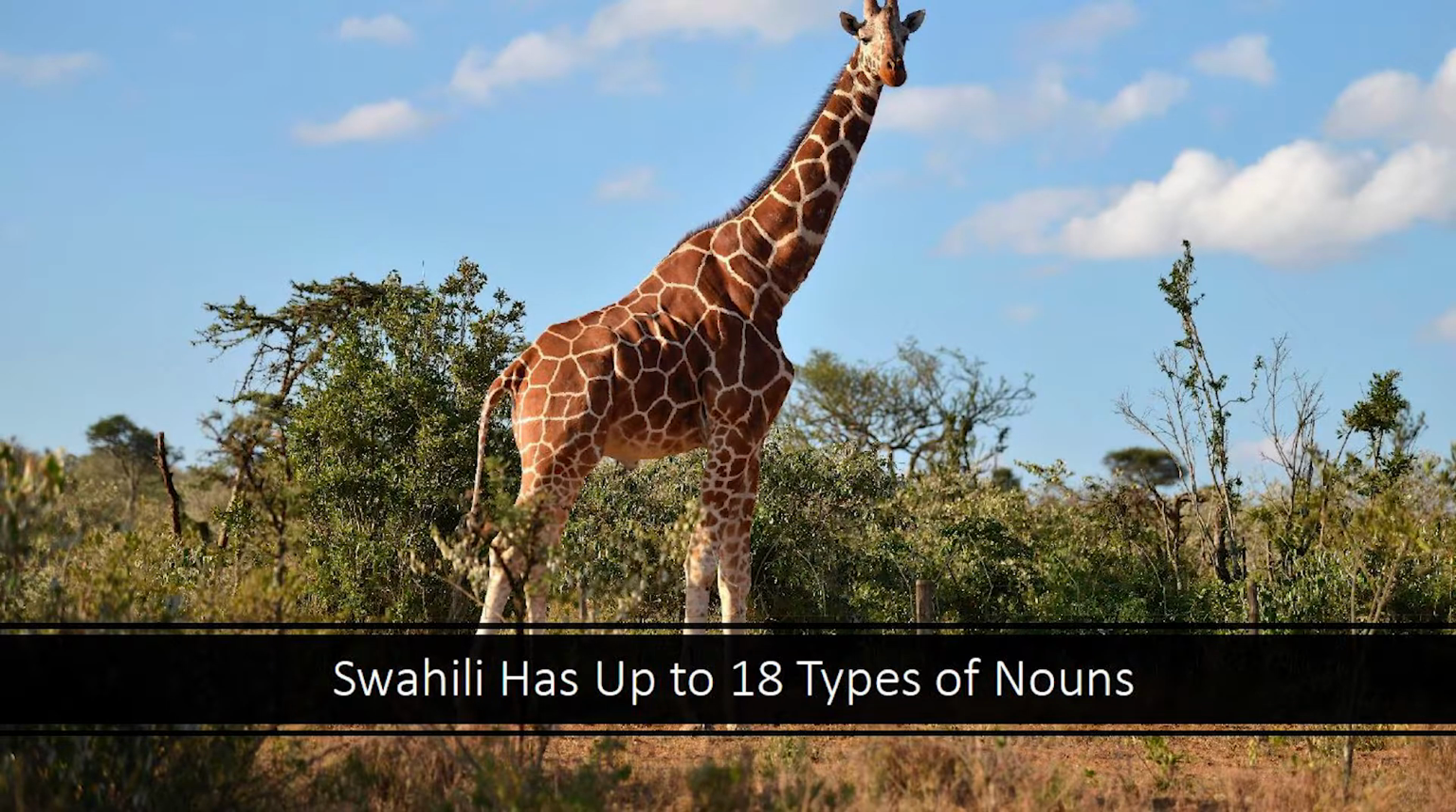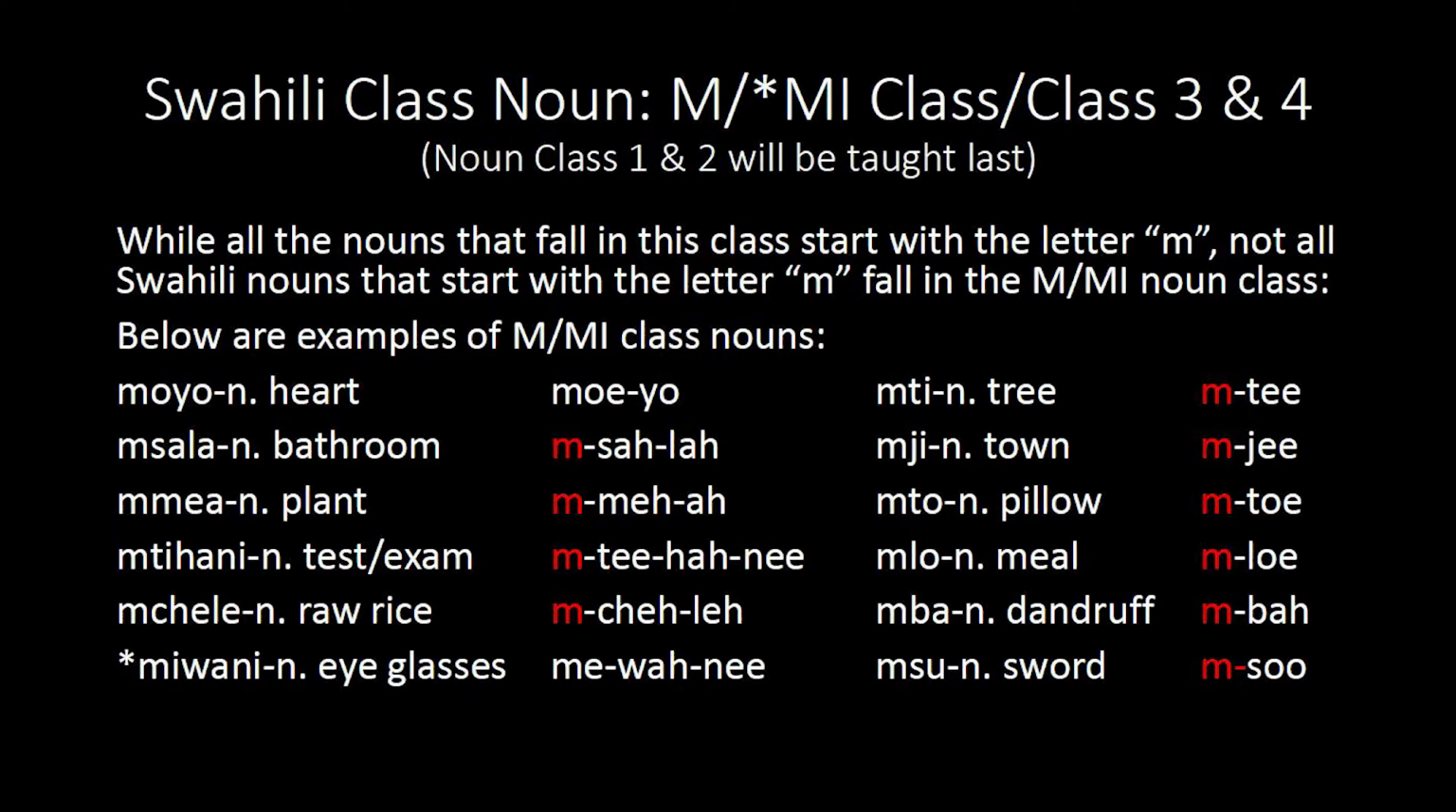Swahili has up to 18 types of nouns, so that's why I said the course is going to be divided into several parts in order to finally cover all the noun classes. So let's go and look at this particular noun class. This noun class is noun class 3 and 4. So you might ask, well, why aren't we covering 1 and 2 first? Well, 1 and 2 is different from the other noun classes, and so we're going to do that last.